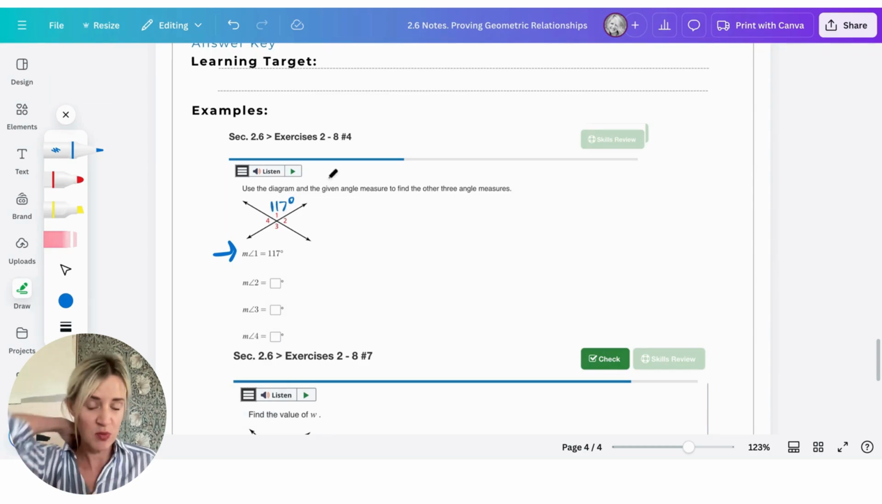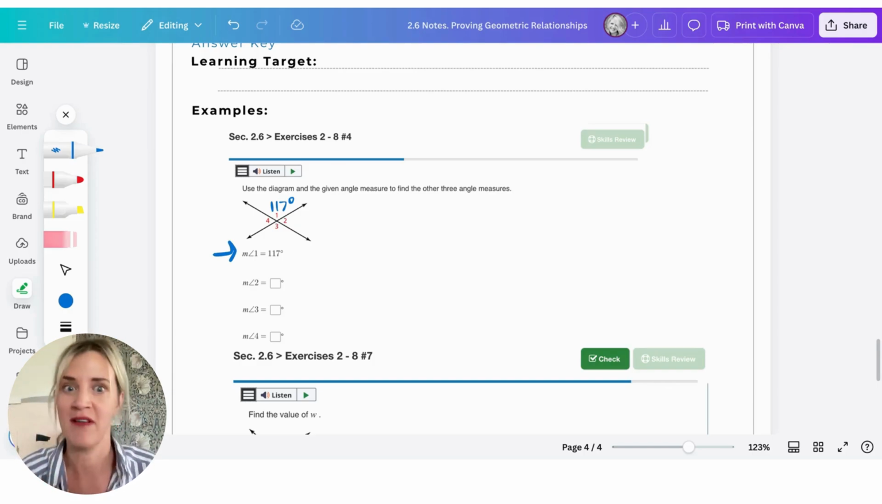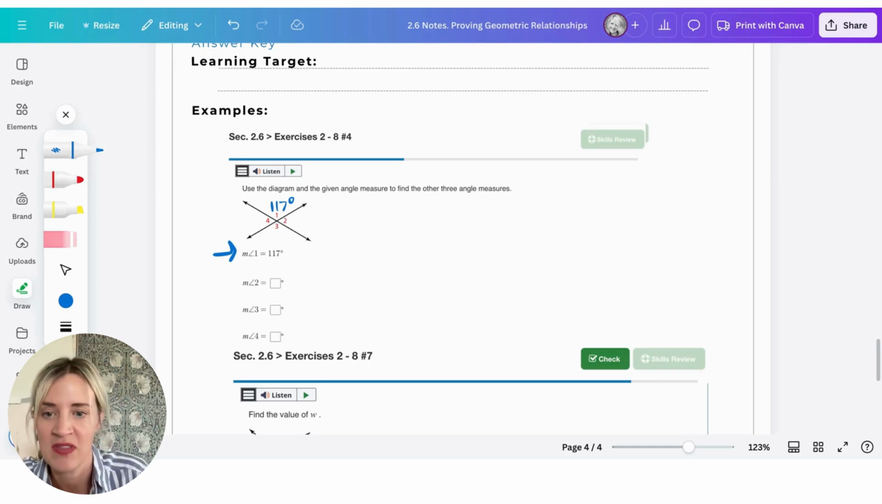So actually, when you have 2 intersecting lines and you know one angle, you can find all the angles. We know that the vertical angles are congruent, and so angle 1 and angle 3 are directly across from each other. They're vertical, so they're going to be congruent. So this angle here is also going to be 117 degrees.